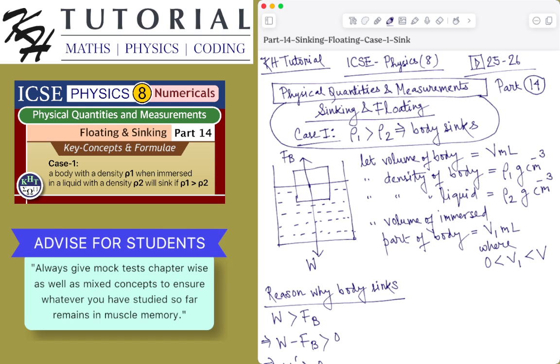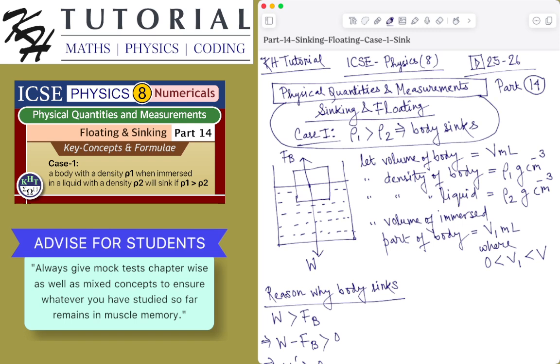Also, in the diagram, it is a situation where the body is partially immersed in the liquid, and the volume of the immersed part of the body is V1 mL. Now V1 obviously should be greater than 0, that is, at least some part of the body is immersed in the liquid. So V1 is greater than 0 and it is less than V, that is, the body is partially immersed, not wholly immersed. That's why V1 is less than V. This is the scenario. Okay.